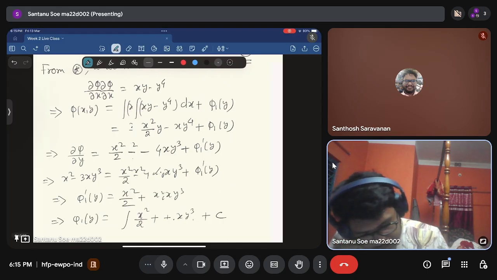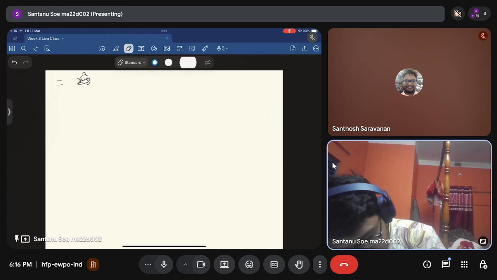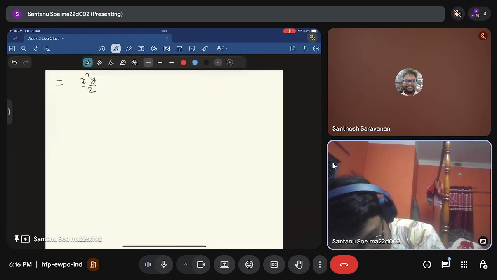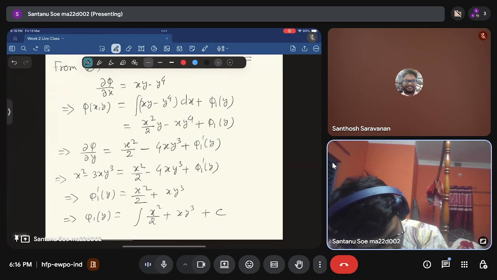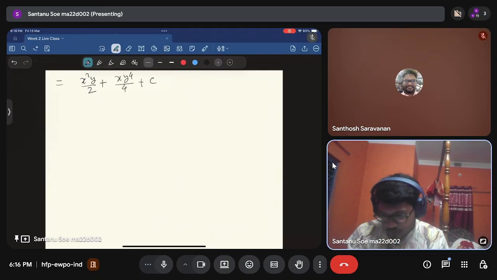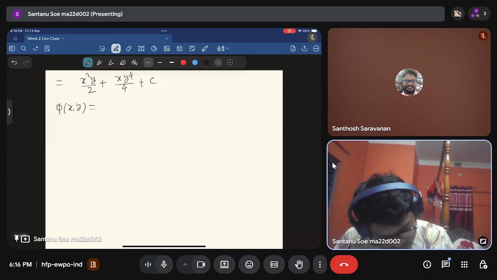Correct? So this is going to be x square y, sorry, x square y by 2 plus, so this will be x y to the power 4 by 4 plus c. Okay, so our phi of xy is, let us see here.